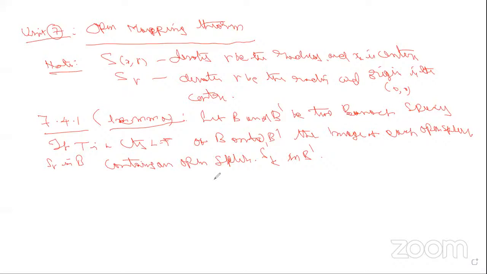What is the statement? B and B dash are two Banach spaces. Banach space you know already: a complete normed linear space is known as a Banach space. T is a continuous linear transformation onto. The image of each open sphere S_r in B, where S_r denotes radius r with origin as the center, contains an open sphere S_k dash in B dash. Proof.